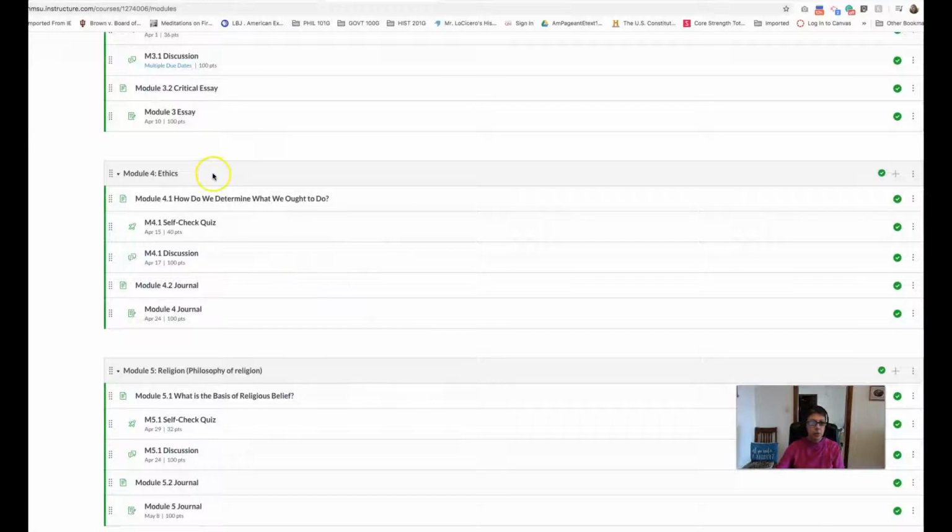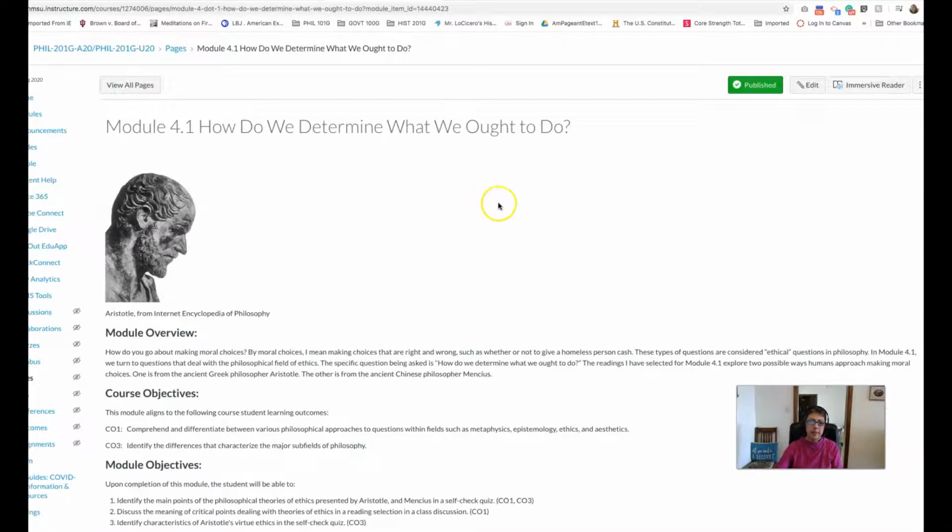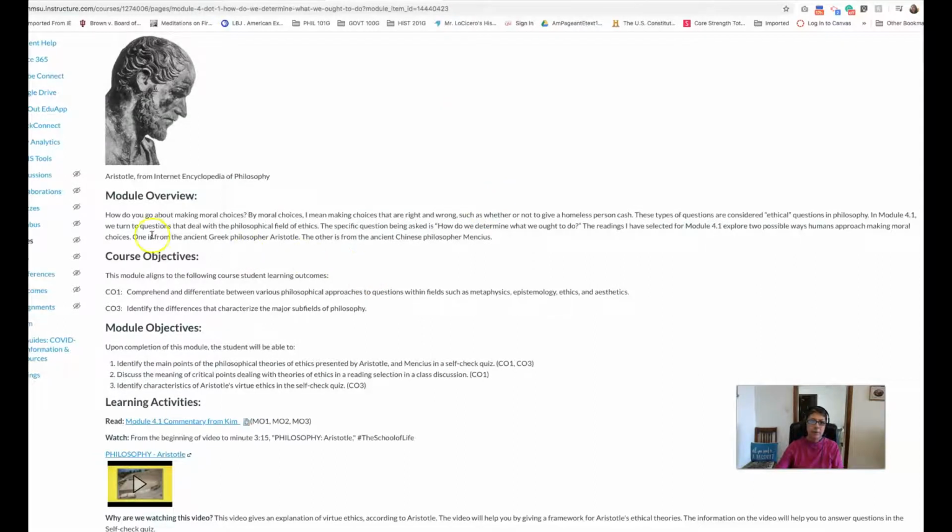And the new module we move into now is Module 4, which is on ethics. Ethics has to do with morality, moral behavior, and so what we're going to look at specifically in Module 4.1 is the question, how do we determine what we ought to do? So I'm just going to go to the overview page. How do you go about making moral choices? By moral choices, I mean making choices that are right and wrong, such as whether or not you give a homeless person cash.